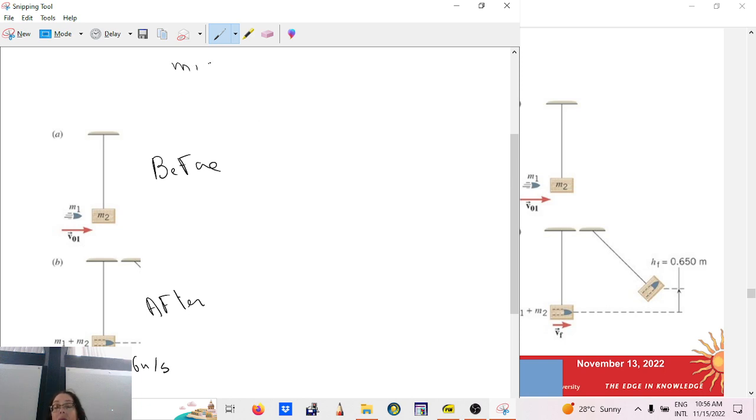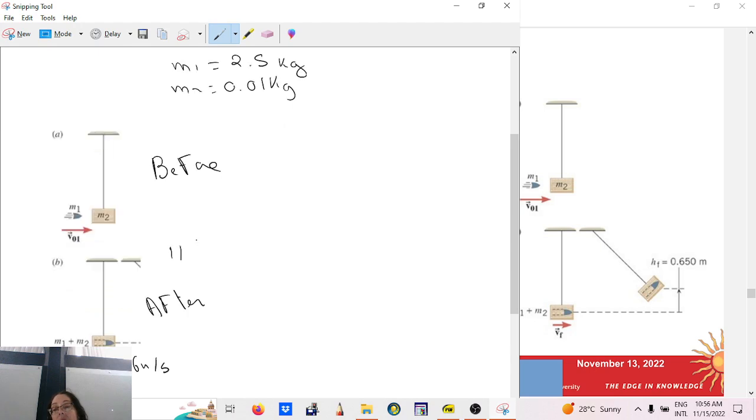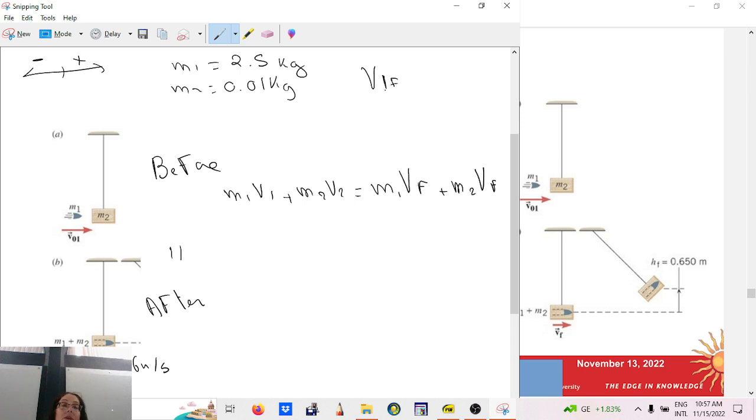And what else do we know? We know that M1 is 2.5 and M2 is 0.01 kilogram. Let me check. Yes. So before equals after. First thing, right is plus, left is minus. So before, I'm going to have M1 V1 plus M2 V2 equals M1 V final plus M2 V final. And here it's a hit and stick, so they go together. So of course the final velocity for one equals the final velocity for two, which is the final velocity. Yes, are you with me? Any question?